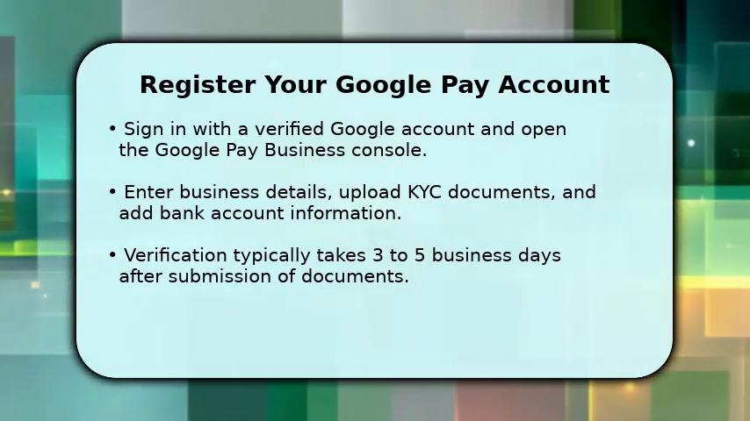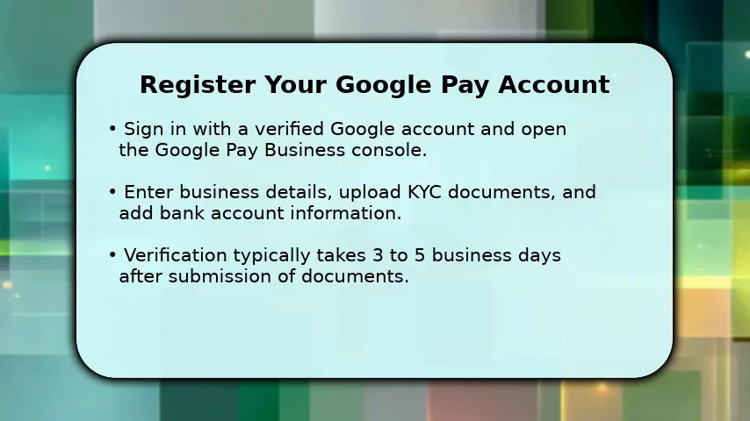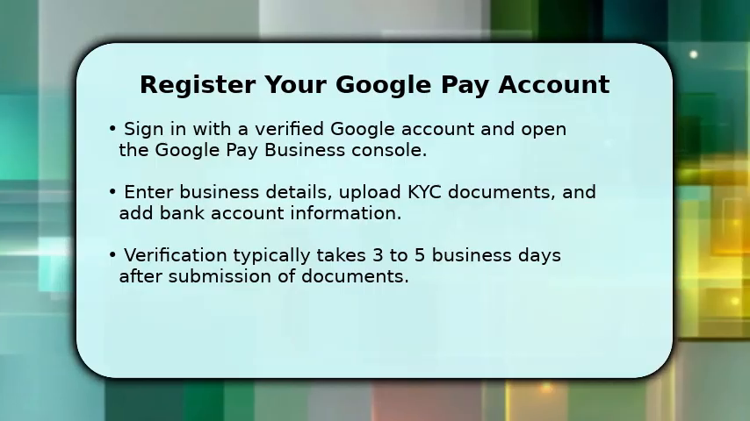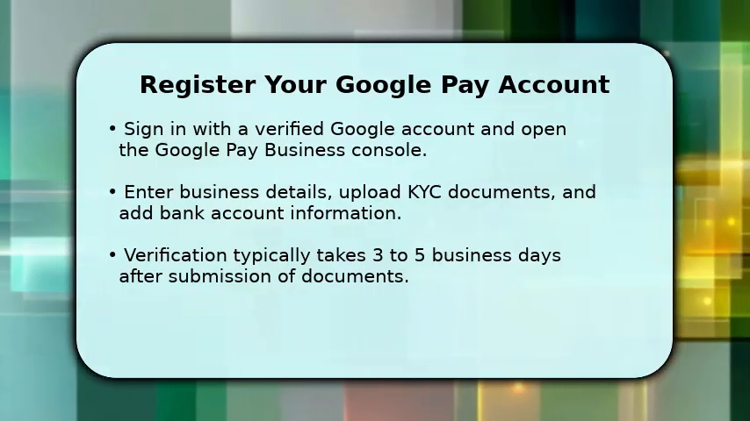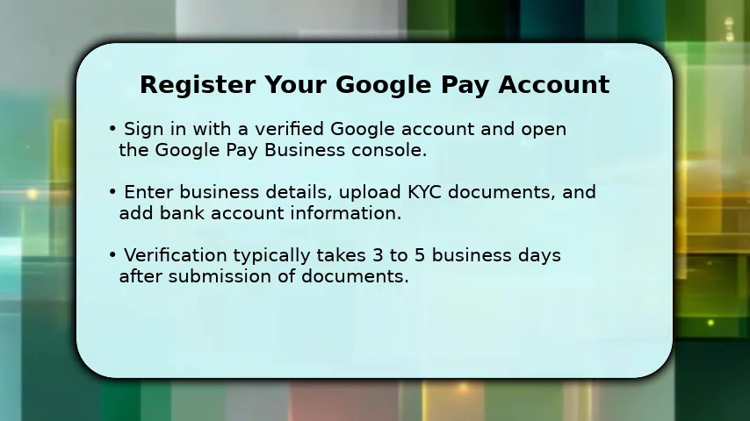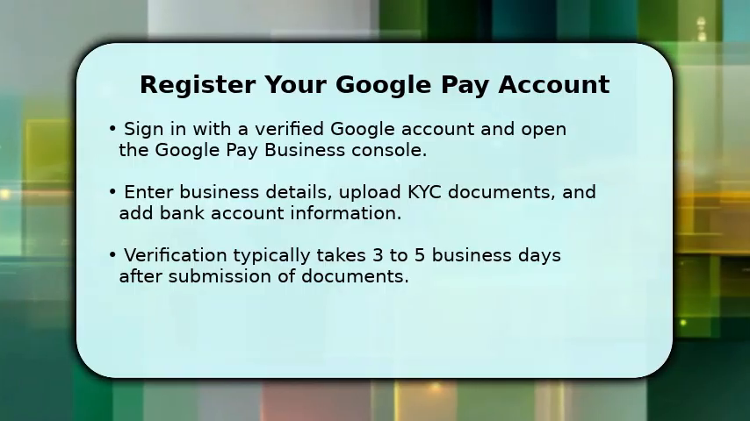Add your bank account for settlements and confirm routing and account numbers correctly. Choose your business category and expected monthly volume estimates for processing. Expect verification to take approximately 3 to 5 business days after document submission and review.